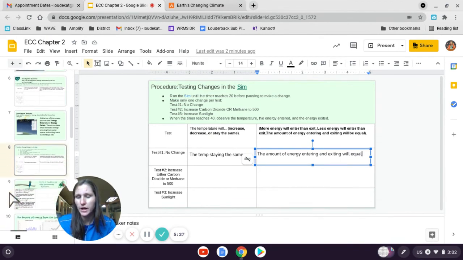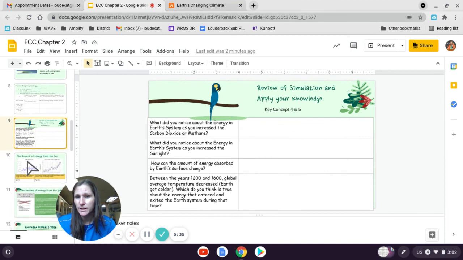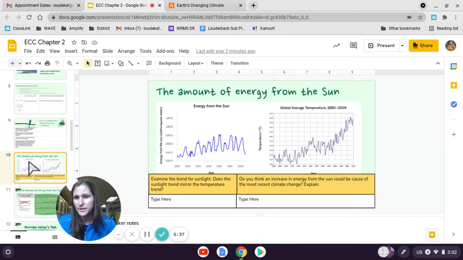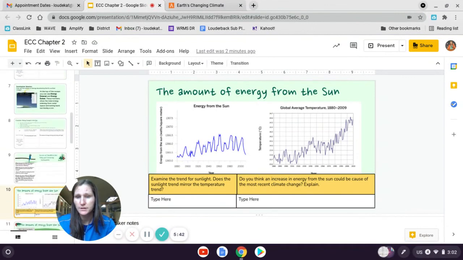When you're finished, the sub will go over the responses that you should see, and then I'm going to have you answer questions on slides 9 and 10. And at the very end, you're going to go over the key concepts. These are the things you should have walked away from after the simulation and after answering the questions.